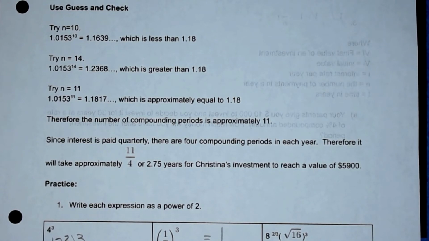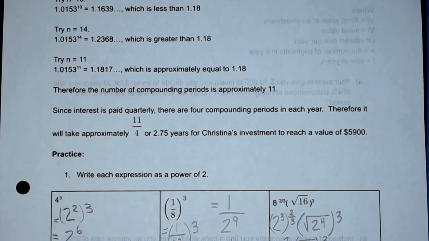So that would mean that we took too long to gain our money back. So we know that the value of n will fall somewhere between 10 and 14. 1.16 was pretty close to 1.18, so try 11 next. Just be systematic about it so that you're not jumping all over the place. So you plug that 11 in, and it gives you approximately 1.18. It's 1.1817. So with rounding, 1.18 equals 1.18. That tells you that the number of compounding periods is approximately 11.